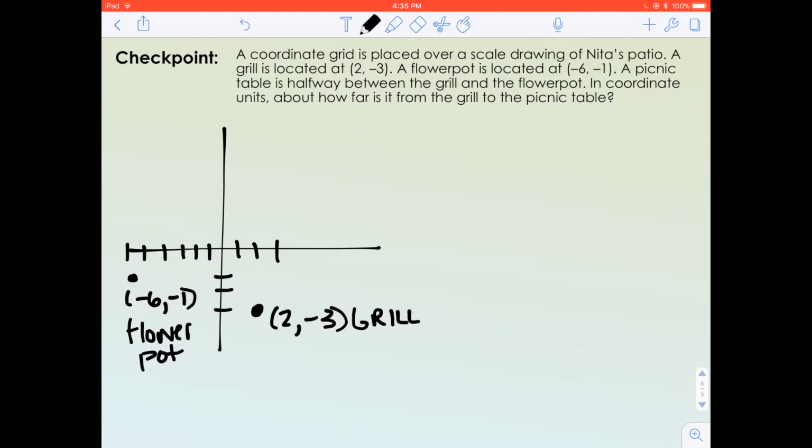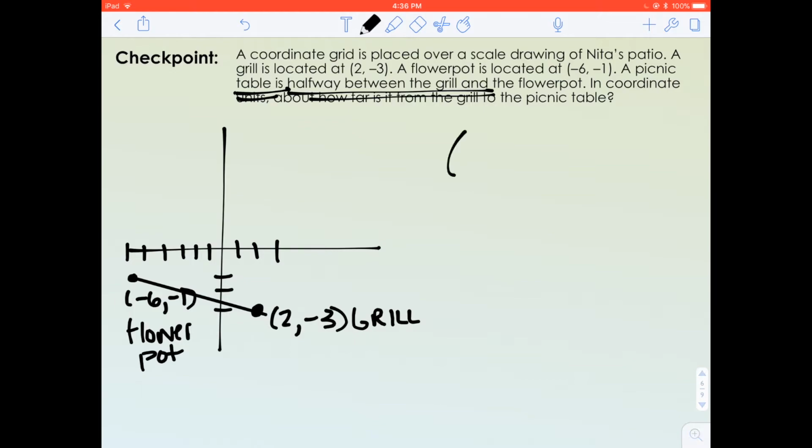A picnic table is halfway between the grill and the flower pot. In coordinate units, about how far is it from the grill to the picnic table? All right, so we know we're going to go in a straight line here, and we are trying to figure out where our table is. It says our table is halfway between the grill and the flower pot. You might have started out doing the distance formula, but what other formula do we know that tells us the point that's right in between 2 other points? The midpoint formula. So we really don't need distance here.